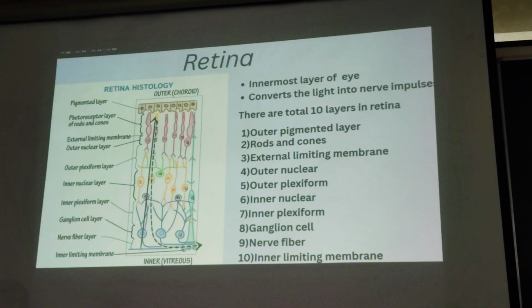I am going to present a seminar on layers of retina, retinal microanatomy and the fundoscopy. So, layers of retina. There are 10 layers of retina: outer pigment layer, rods and cones, external limiting membrane, outer nuclear, outer plexiform, inner nuclear, inner plexiform, ganglion cell layer, nerve fiber, inner limiting membrane.